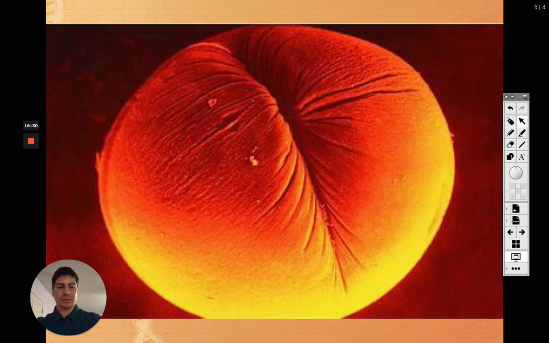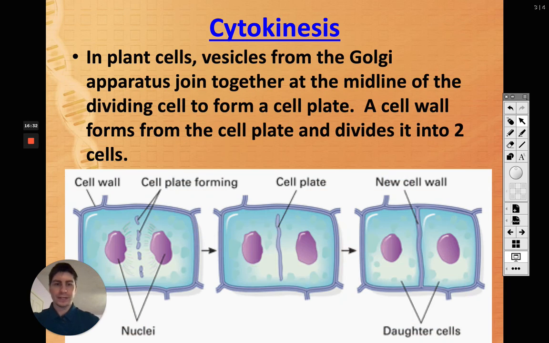That's only animal cells. For plant cells, it's a little bit different. We're making a new cell wall for plant cells. Picture a brick of cheese, if you've ever seen one. Put it on a cutting board, take a butcher's knife, and just pow, straight down.